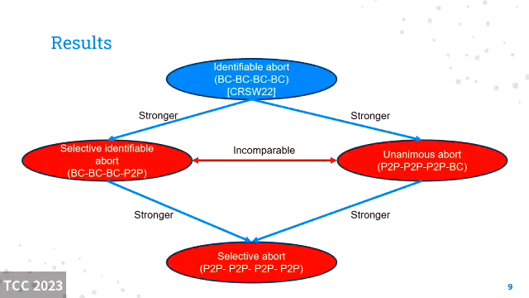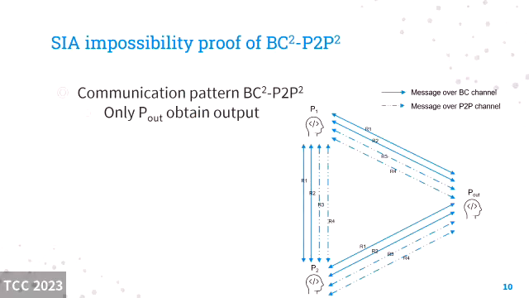Then in the remaining time, I want to talk about more details of the proof, how we prove possibility and impossibility. More specifically, I want to prove why we cannot achieve selective identifiable abort if we do not have the first round over broadcast. I will use one specific pattern, which is the first 2 rounds over broadcast and the later 2 rounds over P2P channels. We start with the 3-party protocol, and we can extend it to the n-party protocol in the end. We assume this protocol is selective identifiable abort secure, and for simplicity, we consider a functionality where only party 3 obtains the output.